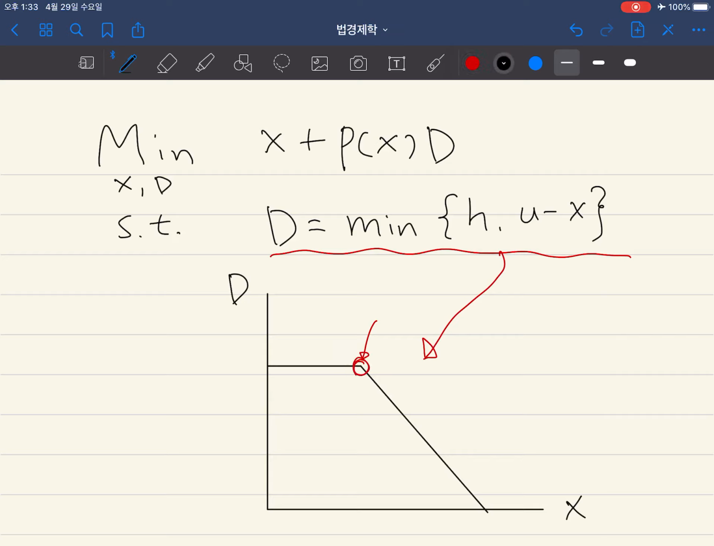Here we have h, here we suppose u is here. So this is our constraint, and now we want to draw something like an indifference curve here. So let's look at our objective function right here.